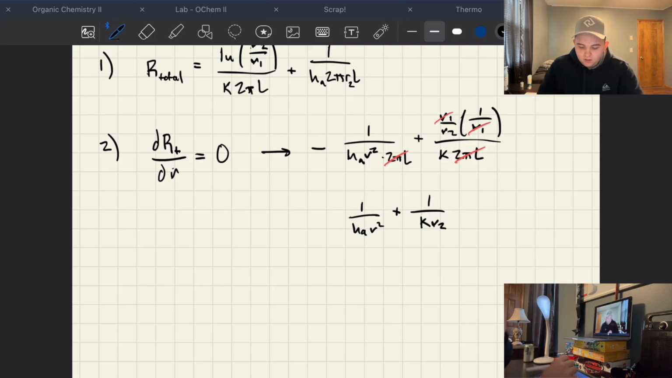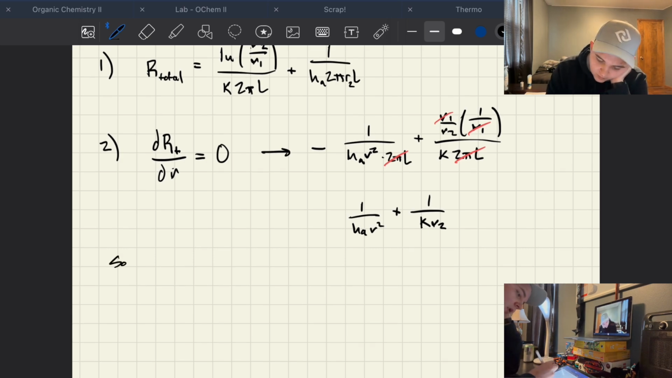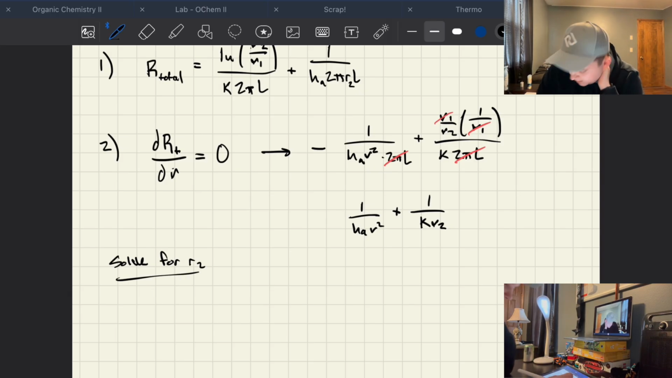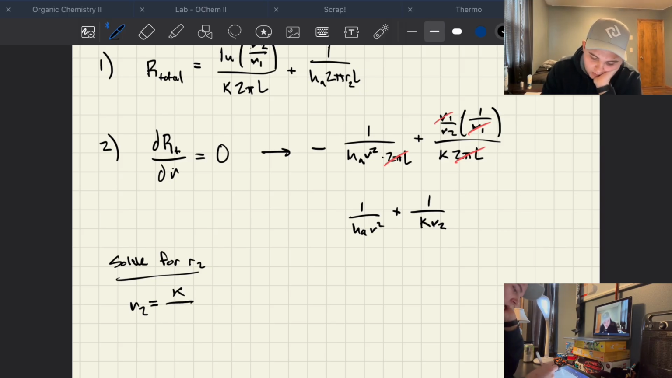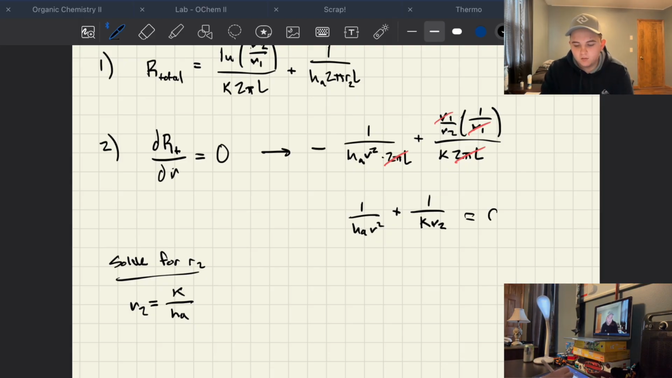Okay. Looks good. Then we just need to solve for R2. So let me write that. Solve for R2. So still recording, good. Okay, so R2 is going to be equal to K over HA, which is equal to 0.